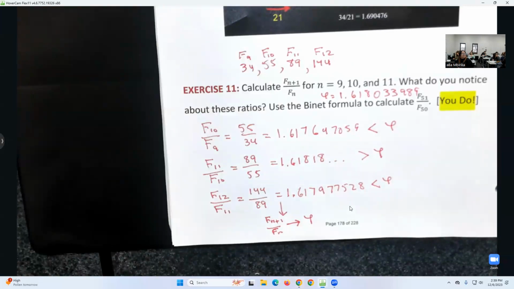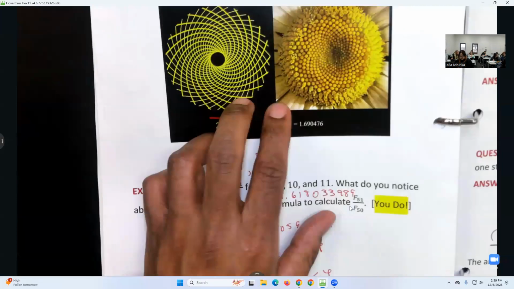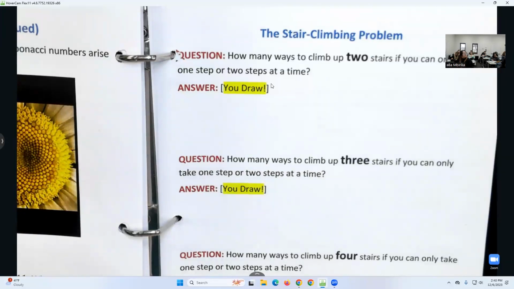Now let's get into some applications. None of this is applications. The application of everything I showed you up to now is beauty. Now let's talk about a problem of climbing upstairs. Okay.